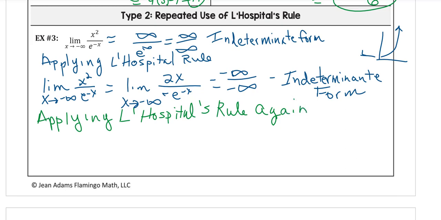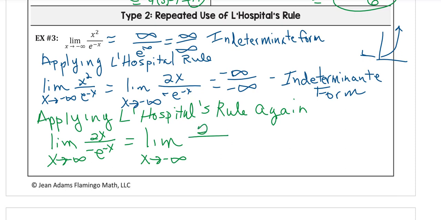So we're going to get the limit as x approaches negative infinity of 2 to the x over negative e to the negative x, which is going to equal the limit as x approaches negative infinity of 2 over e to the negative x. So now the numerator is no longer indeterminate. And you don't have to show the work for this, this is going to be a very large number. So 1 over a very large number is pretty much 0.